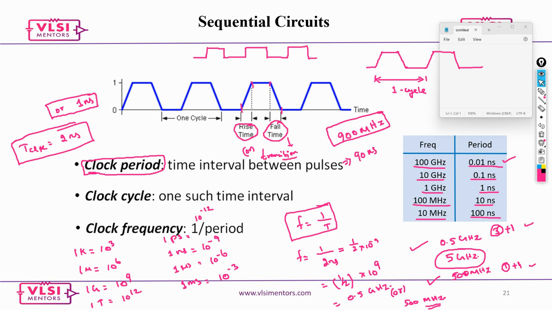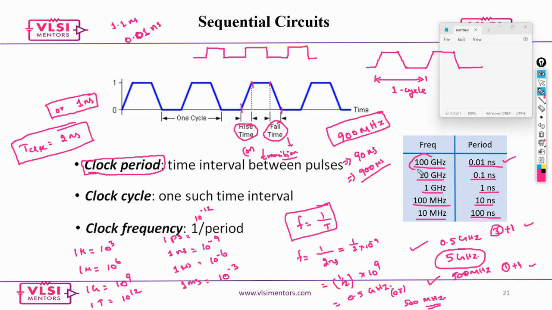How do you come up with this 90 nanoseconds? 900 microseconds? 1.1? 900 microseconds? What is happening? I think something is going wrong here. It's 0.01, that's 10 nanoseconds. 1.1 nanoseconds. Go ahead with your answers. 0.1, 0.01 nanoseconds. Wait.